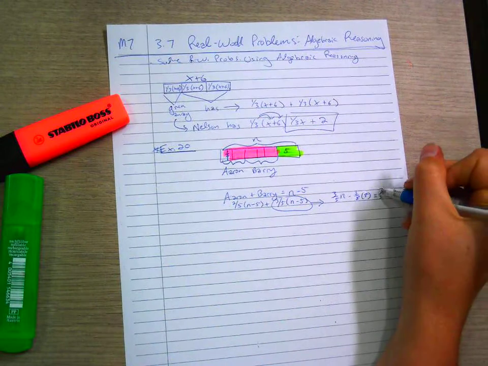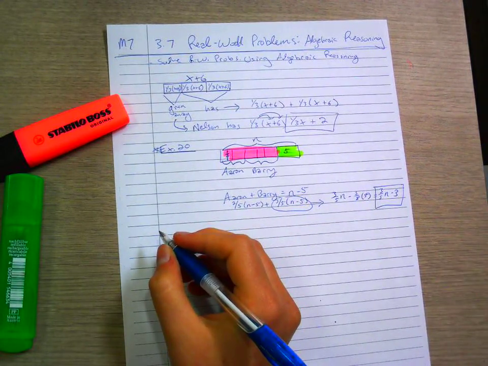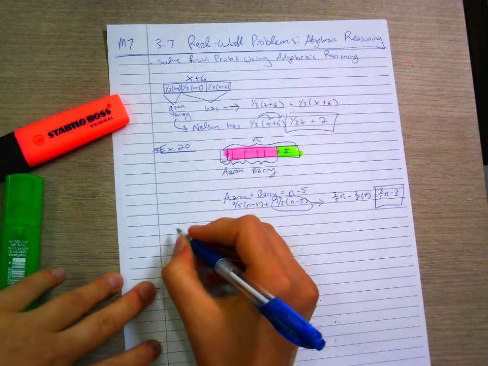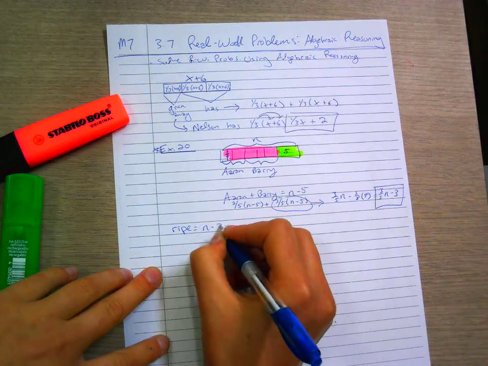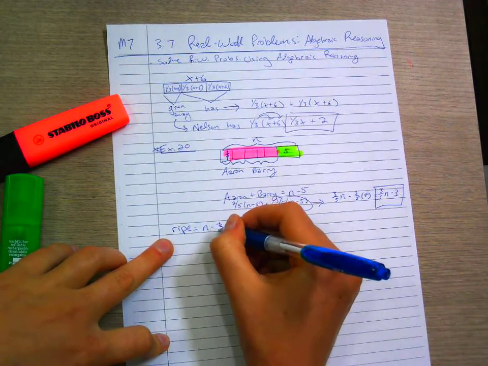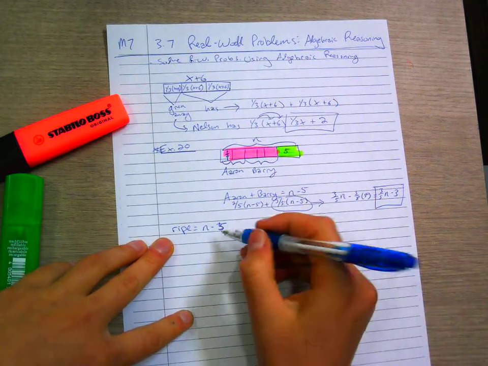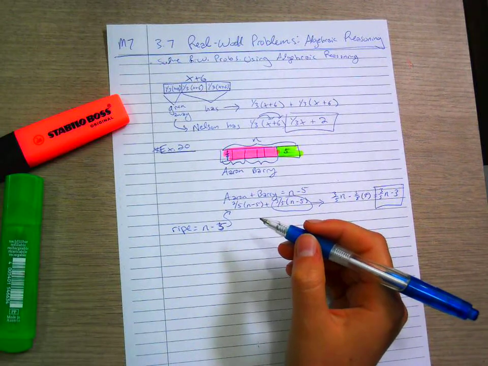Another method you could use is to do the whole thing mathematically, and you could just say ripe equals n minus 5. And you would already know that, so then you could plug that in to this equation and get the same thing. Try this on guided practice 1 and 2.